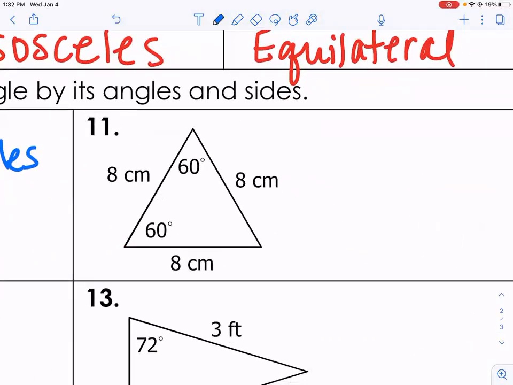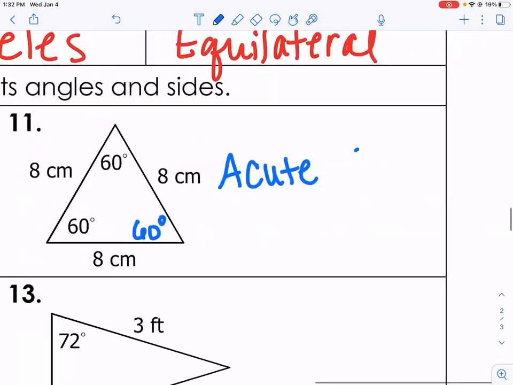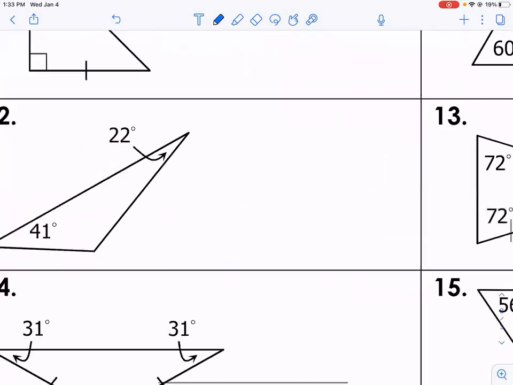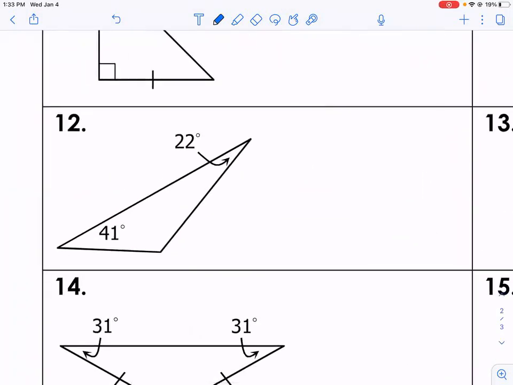Okay, number 11. Oh man, I don't know the third angle. Yes, we do. What is it? So by its angles, we would classify this as what? Acute, and all the sides are the same, so acute equilateral. Okay, number 12.